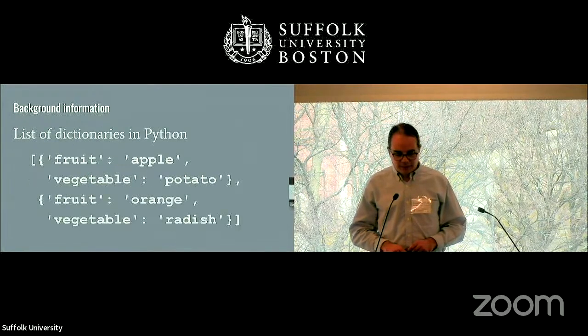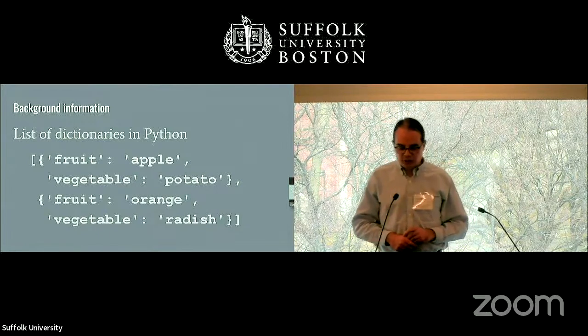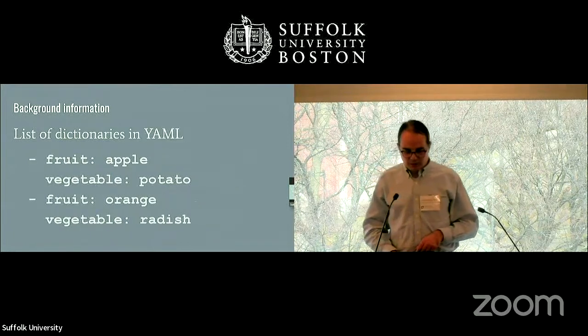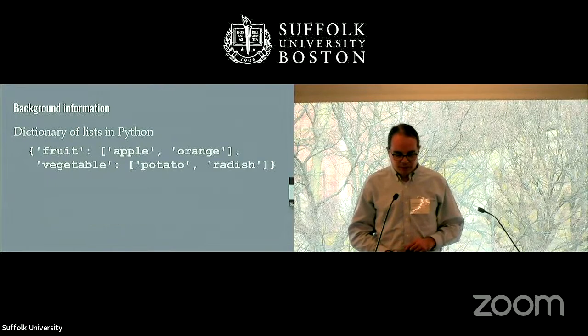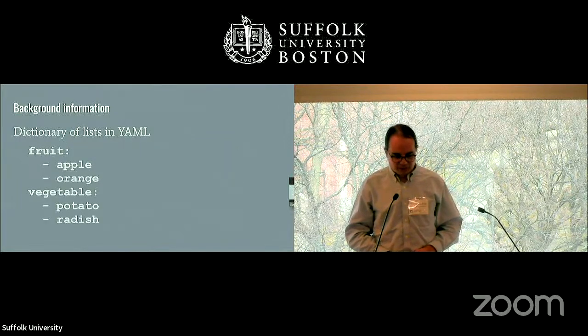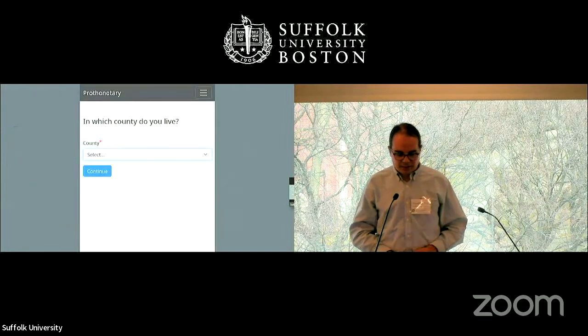And then you can have nested data structures like a list of dictionaries, which is formatted in YAML like that, kind of like a combination of the two things I showed. You can have a dictionary of lists. You can have all sorts of nested data structures that will hurt your brain trying to think about them. And you can represent them in both Python and YAML.